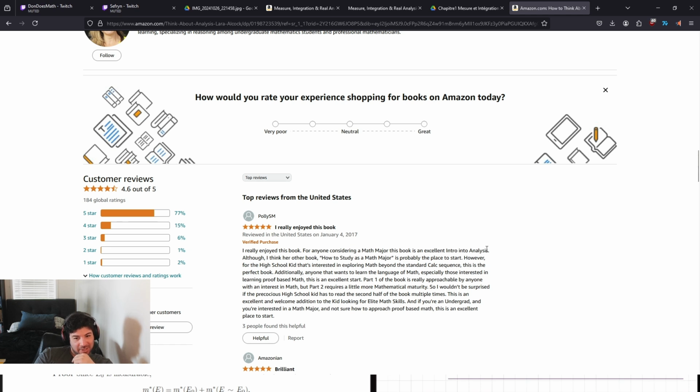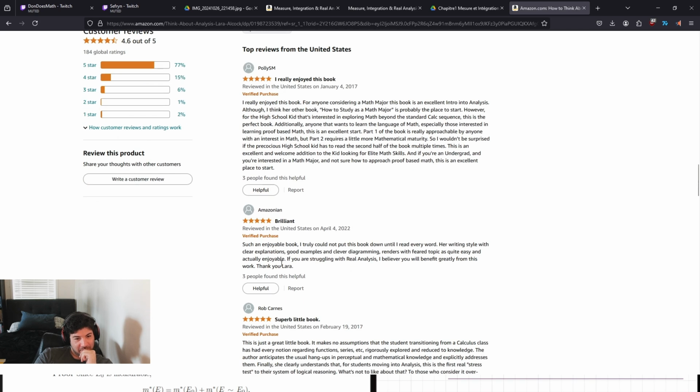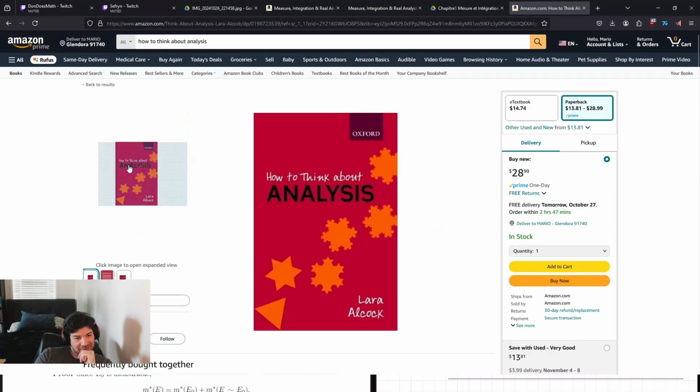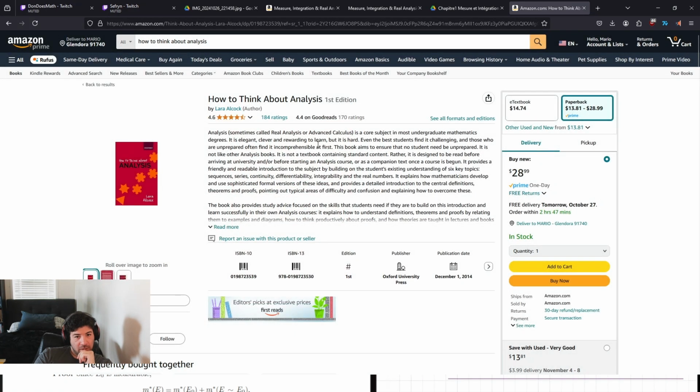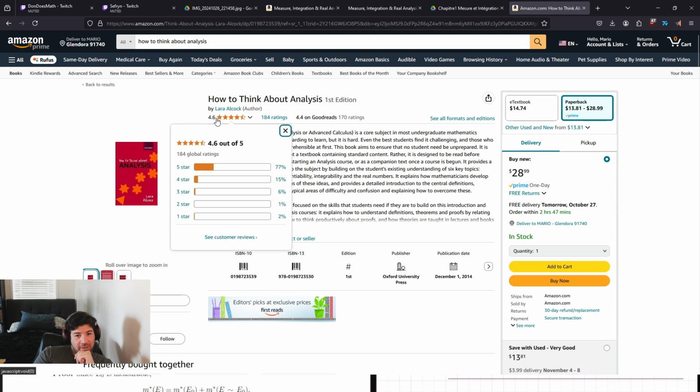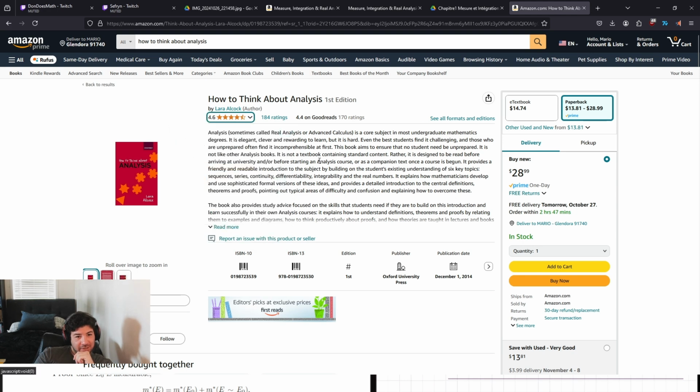Considering a math major, this book is an excellent intro to analysis. How to study as a math major. Interesting. Oh, I can't look inside the book. Subject in most undergrad mathematics degrees is elegant, clever, and rewarding to learn, but it is hard. Even the best students find it challenging, and those who are unprepared often find it incomprehensible at first. This book aims to ensure that no student need be unprepared.